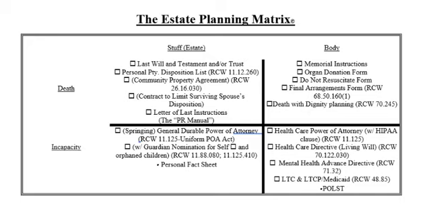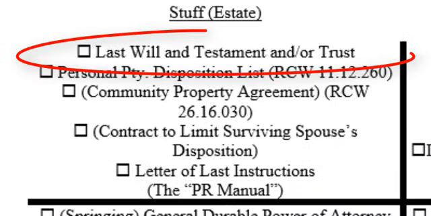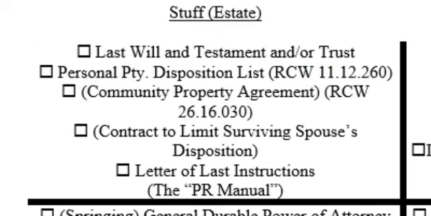So the documents, starting in the upper left-hand corner, we start with the last will and testament, which could or could not include a testamentary trust, or replacing a last will and testament with a revocable living trust. Typically, if you do a revocable living trust, you're going to have what's referred to as a pour-over will to catch anything that doesn't actually land into the trust. In Washington state, revocable living trusts are generally not recommended except under certain circumstances.